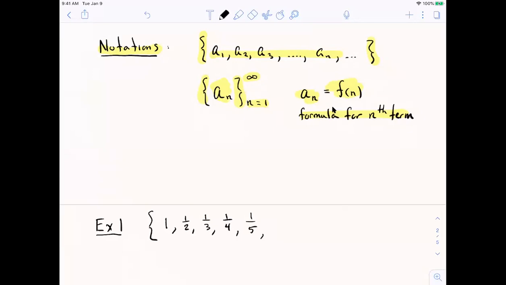So I'm generating this sequence one term at a time. Now what I'm going to try to do is write down a formula for the nth term. What does the nth term look like? When n was 1, it's 1 over 1. When n was 2, it's 1 over 2.